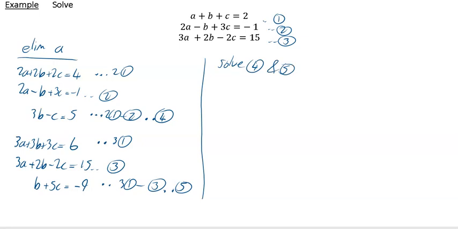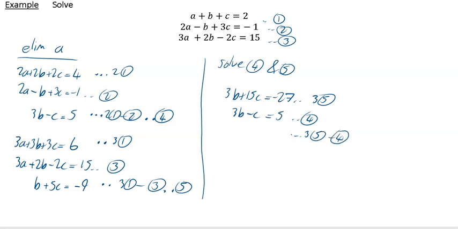So first of all, I'm going to do 3B plus 15C is equal to minus 27. So that was 3 times my equation 5. And then I'll write down my equation 4. That was my equation 4. And then what I'm going to do is subtract. So 3 times that equation 5 minus the equation 4.